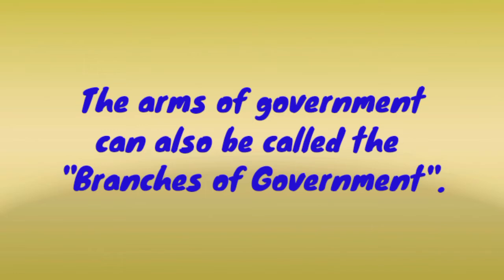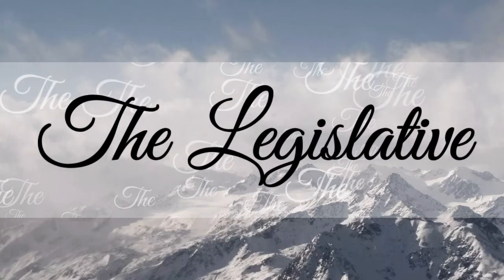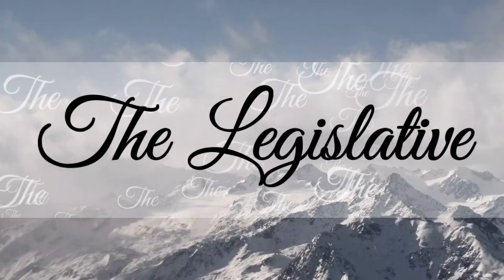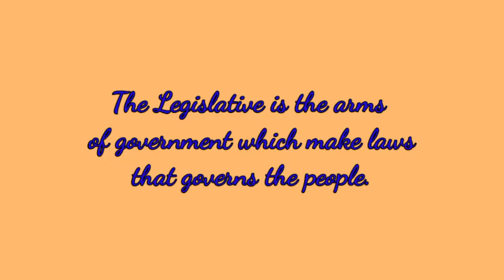Now, there are three arms of government, which are one, the legislative, two, the executive, and three, the judiciary. So these are the three arms of government. Now let's talk about the legislative. The legislative is the arm of government which makes laws that govern the people. So the responsibility of the legislative arm of government is to make laws.